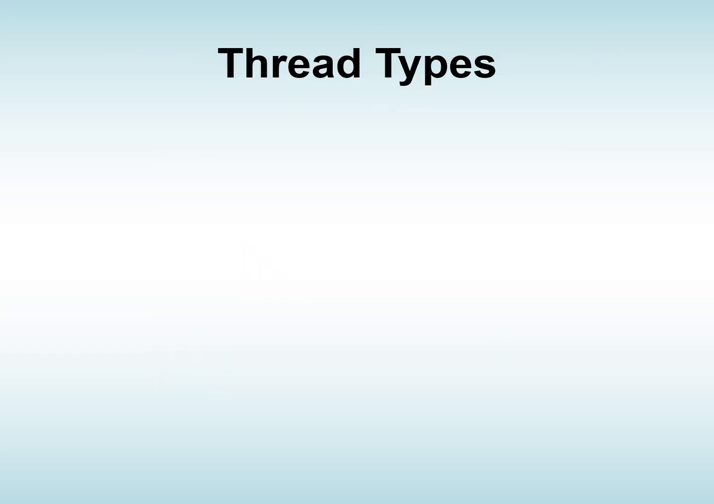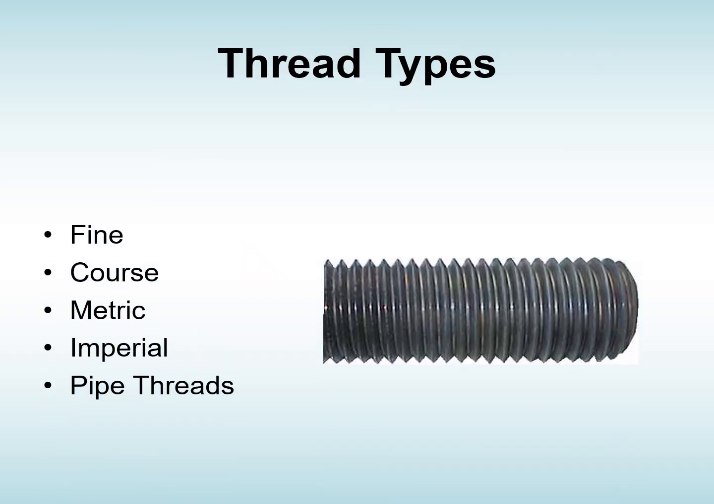Thread types. Now, there are a plethora of thread types out there. There are fine threads, coarse threads, metric threads, imperial threads, pipe threads, and any other thread you can think of.